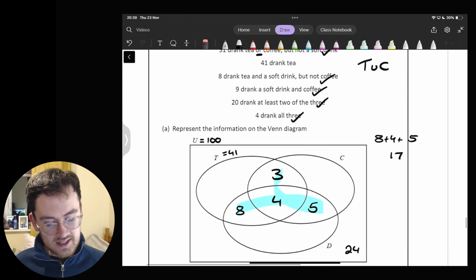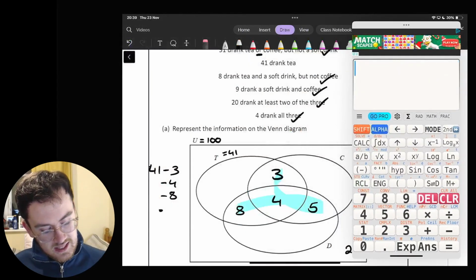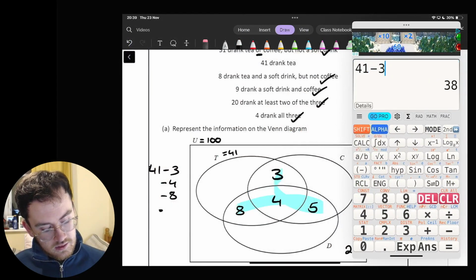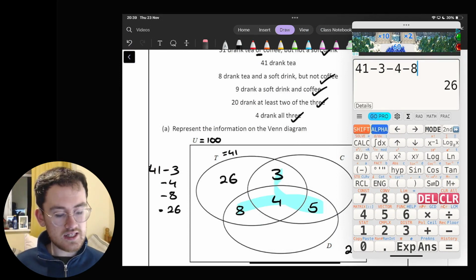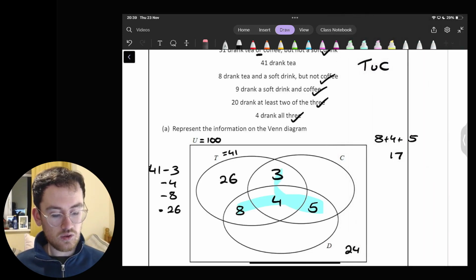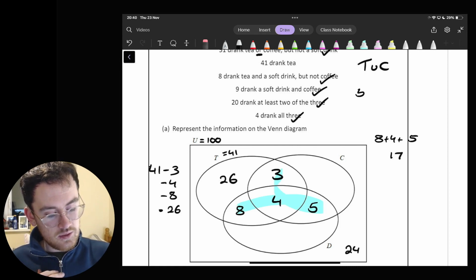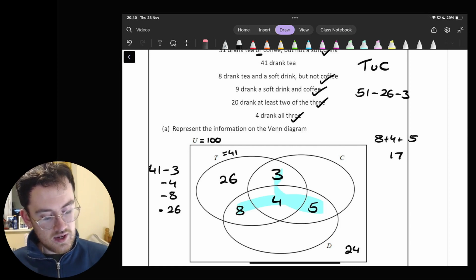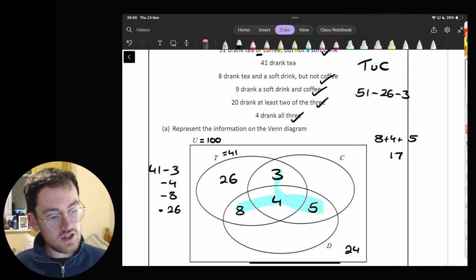I know 41 drank tea. So if I take away the 3, the 4, and the 8 from that, I can work out how many drank tea only, which is 26. So I know 26 people drank tea only. I know then that 51 drank tea or coffee. So that could have been tea only, tea and coffee, or just coffee. So we're going to have 51 take away the 26 and take away the 3. So 51 take away 29 is 22.